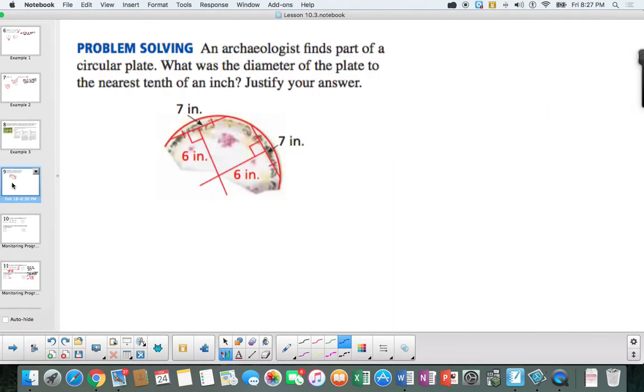All right, let's take a look at an archaeologist application problem. Suppose we have a partial dish right here, and we can measure this chord right here. We can measure it, 7 inches, and we can measure this, 7 inches. And then we know that this distance here is going to be 6 inches, and this distance will be 6 inches. The question is to find the diameter of the plate.